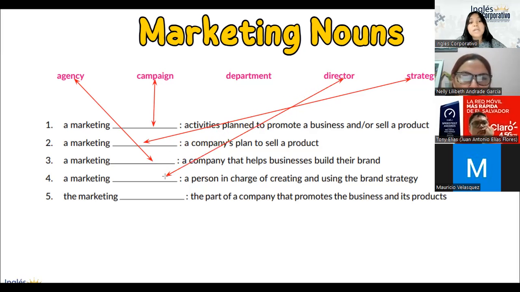And the last one, the marketing space is the part of a company that promotes the business and its products. The marketing department. Yeah. So we have a marketing campaign, a marketing strategy. We also have a marketing agency, a marketing director, and the marketing department. Yeah? Very good. Okay, so now let's move.